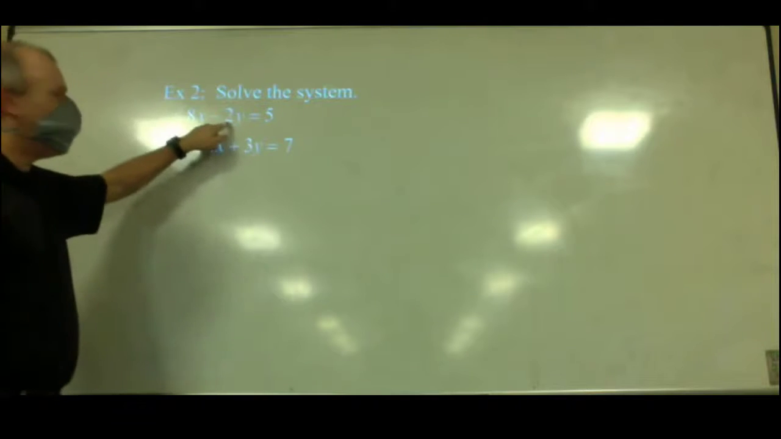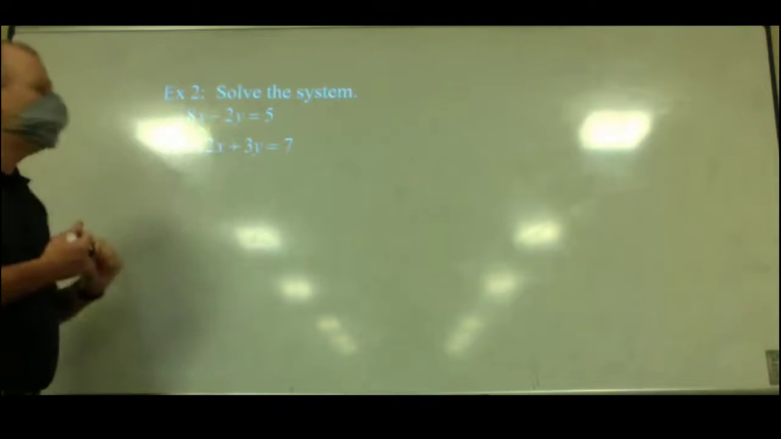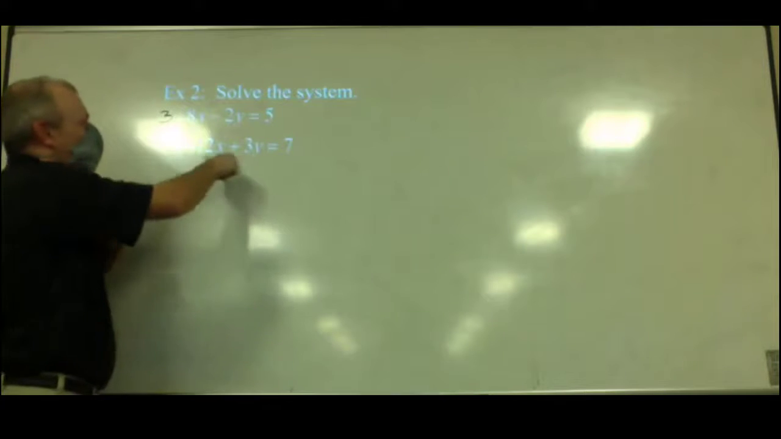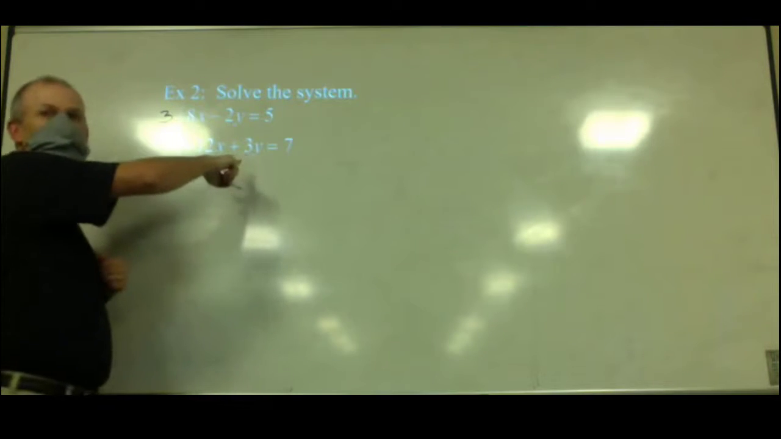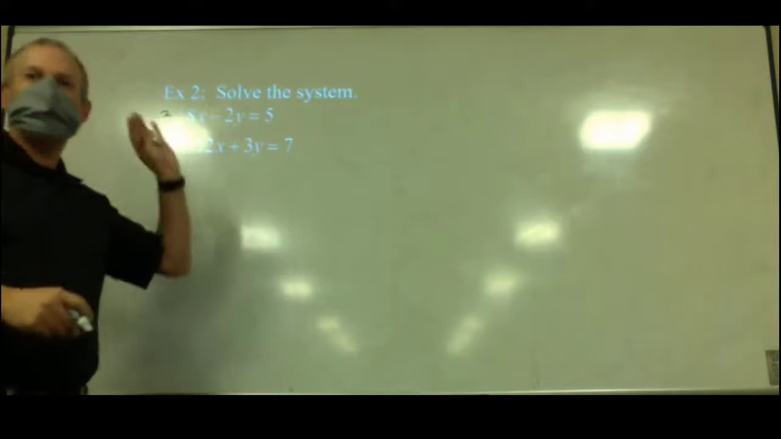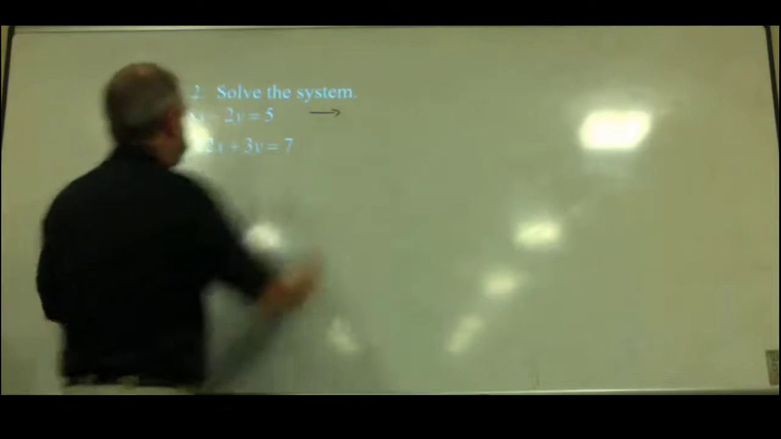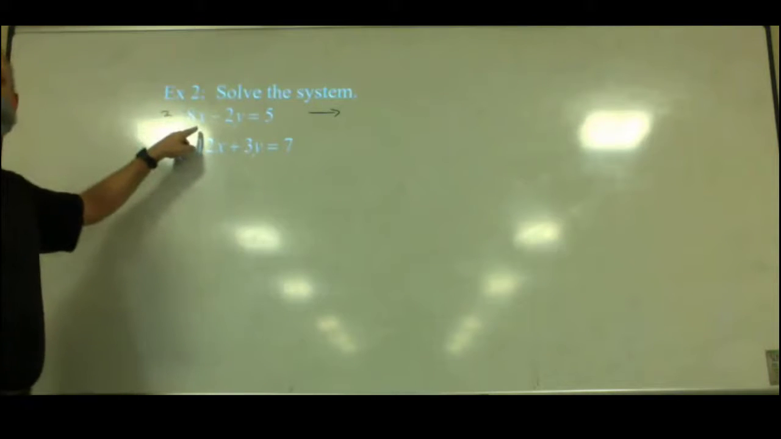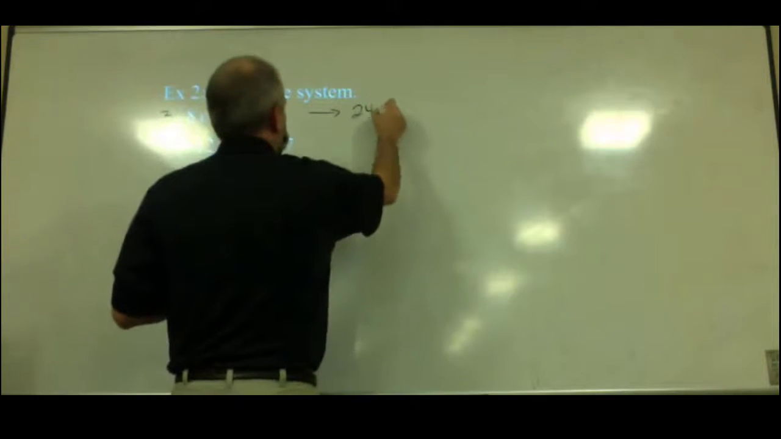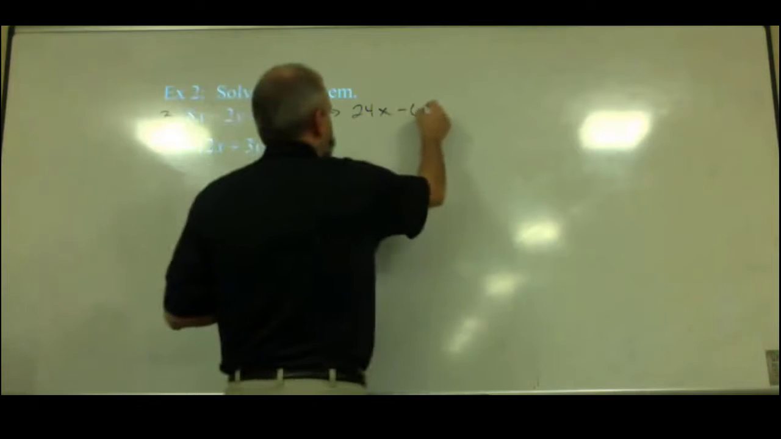What would I have to multiply by to make this 2 into a 6? A 3, right? And so I guess a negative 6. I'd multiply by a 3 to make that a negative 6. And what would I have to multiply this positive 3 by to make it into a positive 6? 2. A 2. And when we do that, we have to multiply the entire equation by these numbers. Okay? So here's what this turns into. 3 times 8x is 24x. 3 times negative 2y is negative 6y.